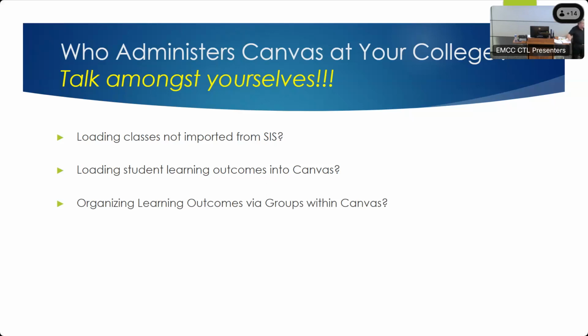Take a look at the handouts that you have. Second page, where it talks about block 2. It's important, and this should be a quick conversation. Just ask yourself, who in your campus is loading classes not imported from SIS? Identify name, because this is going to be kind of your roadmap.